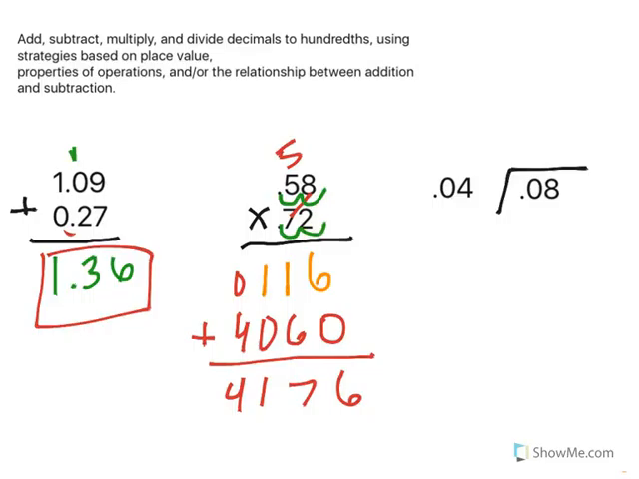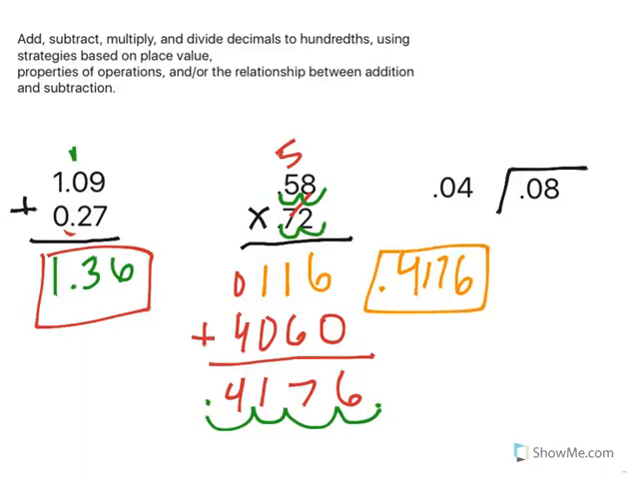So it's 1, 2. So we have 2 plus 2 is 4. So we can move this decimal over 1, 2, 3, 4. So our actual answer is 0.4176.